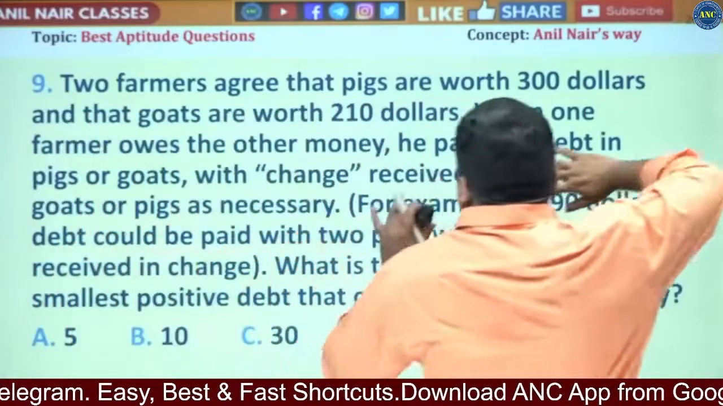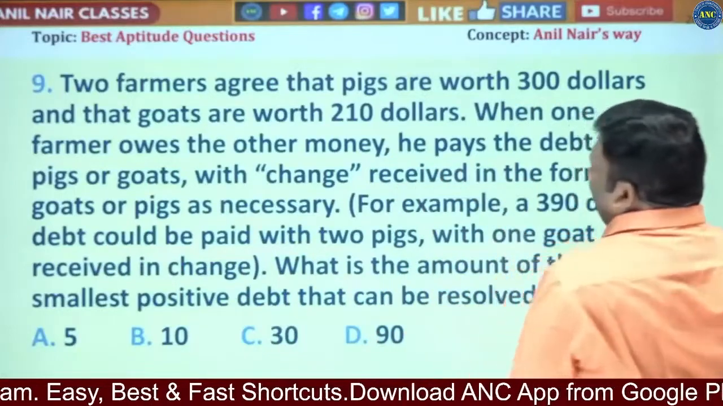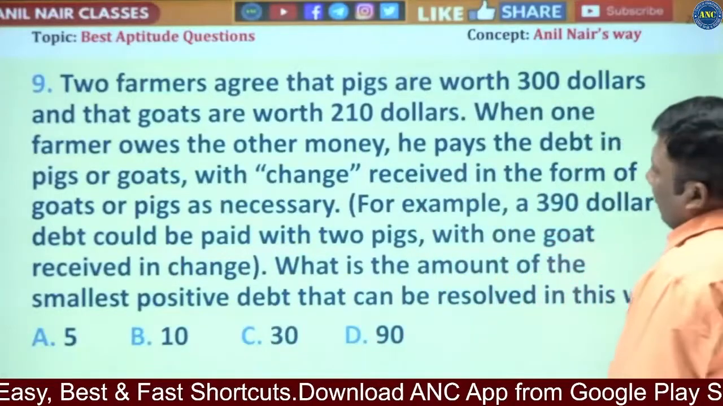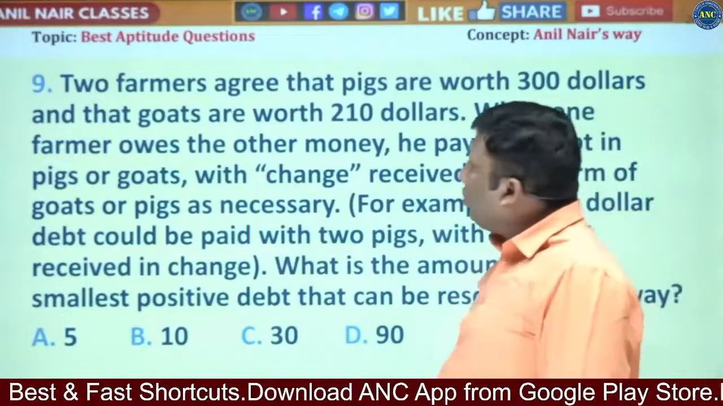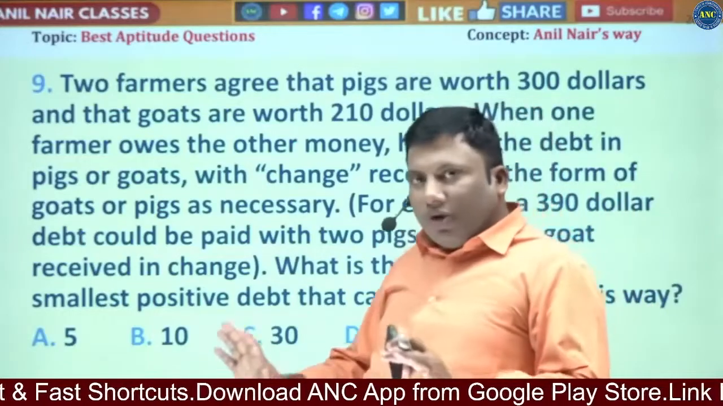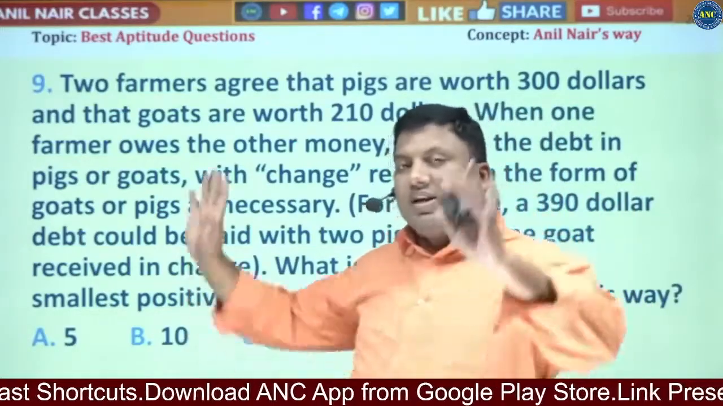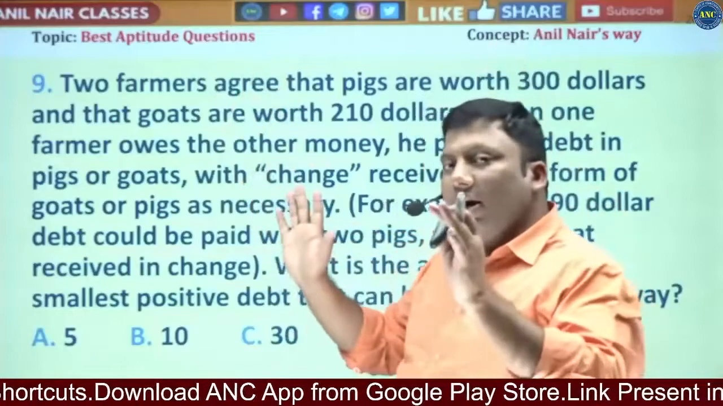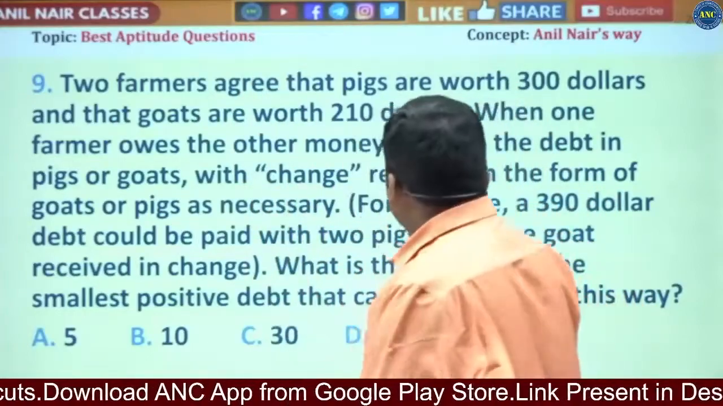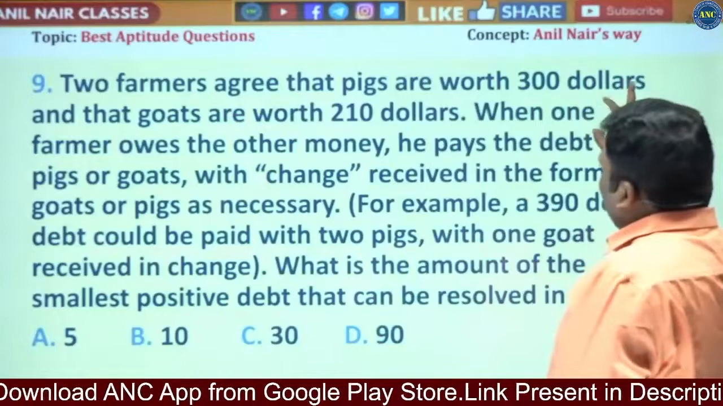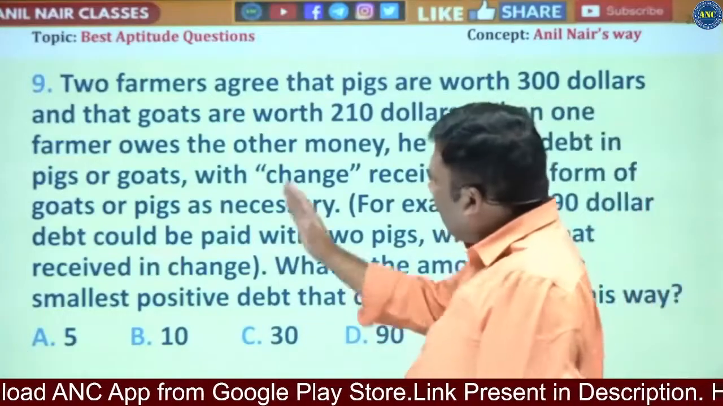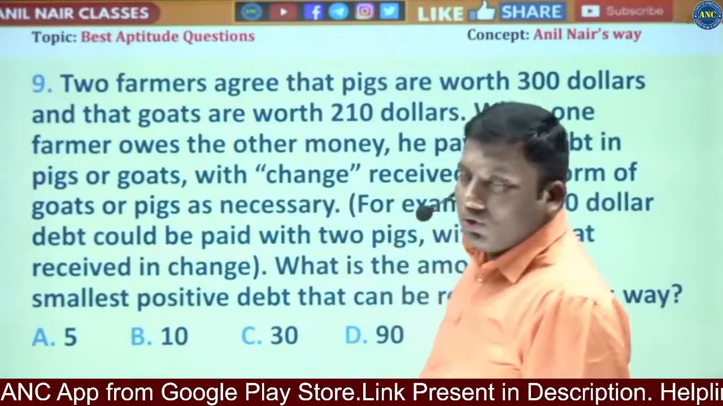Two farmers agree that the pigs are worth $300 and that goats are worth $210. They all come to a conclusion: each pig is worth $300, and each goat is worth $210.